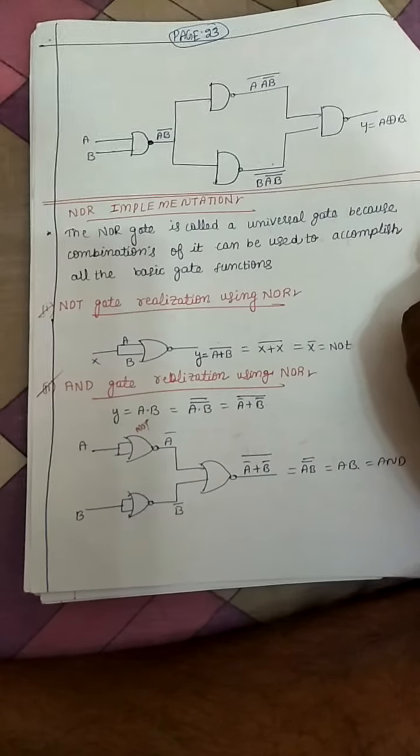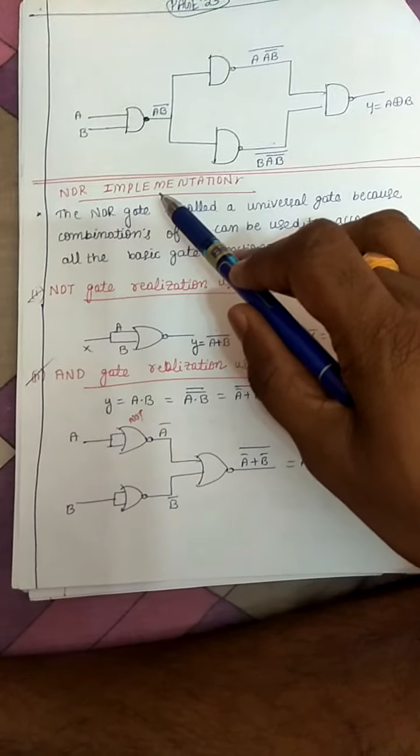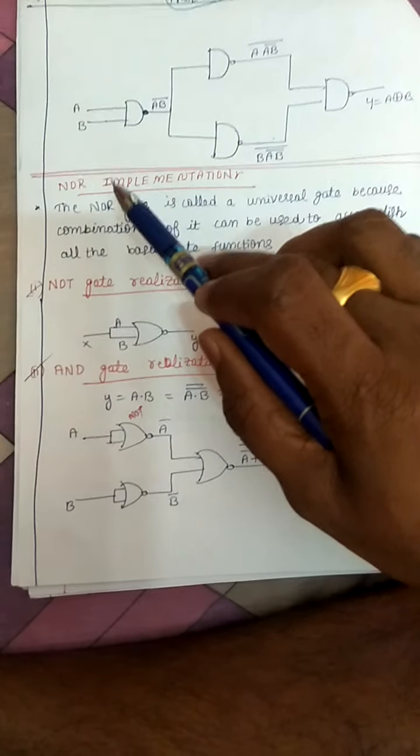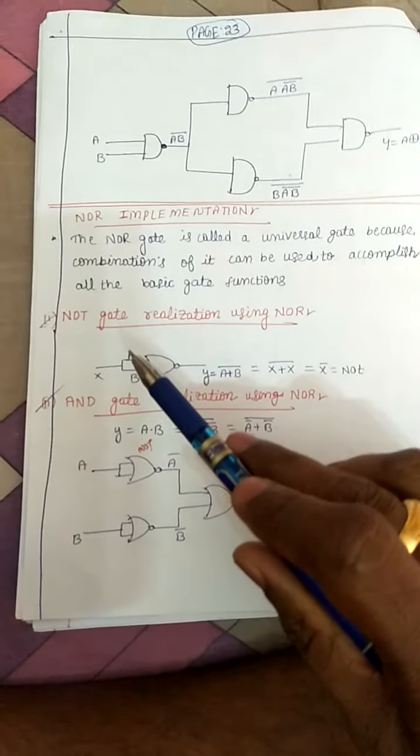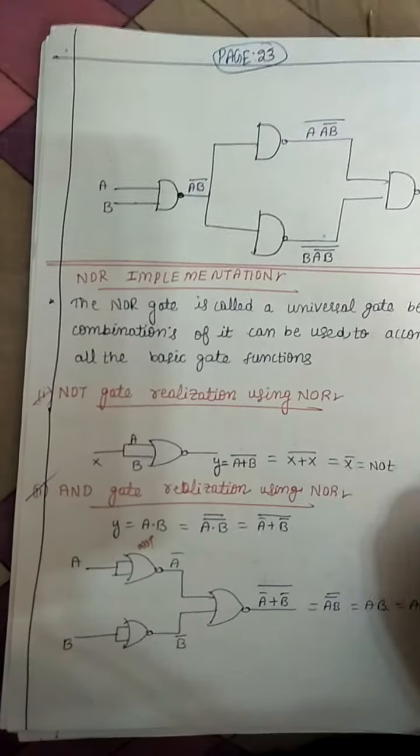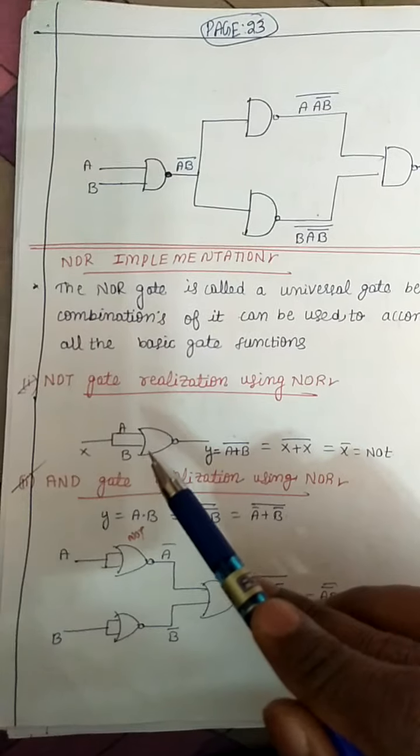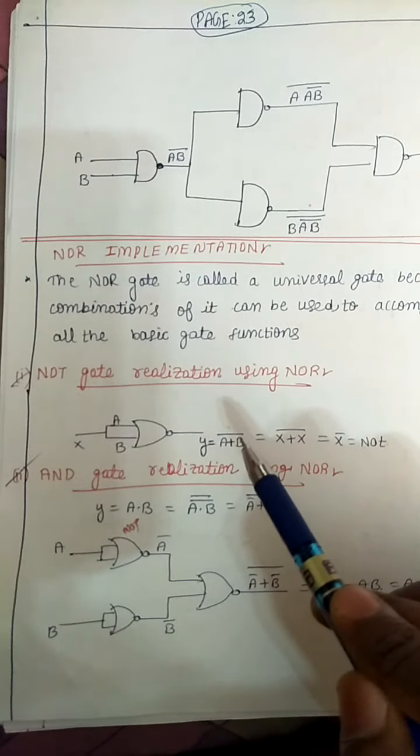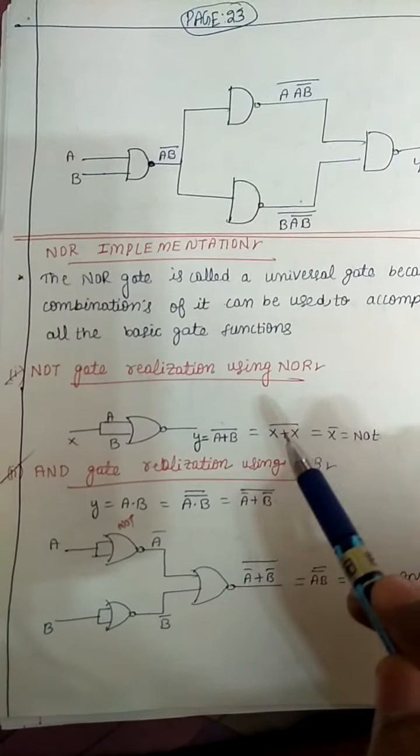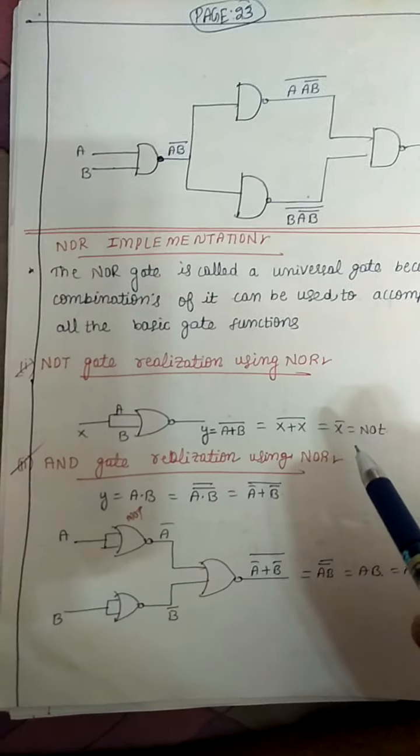As I earlier told you, the NOR gate is also called a universal gate. You can realize the basic gates using NOR gate. Okay, first I will start with NOT gate. This is your NOT gate. So A plus B whole bar, that is X plus X bar. X plus X means X bar, that is NOT gate.